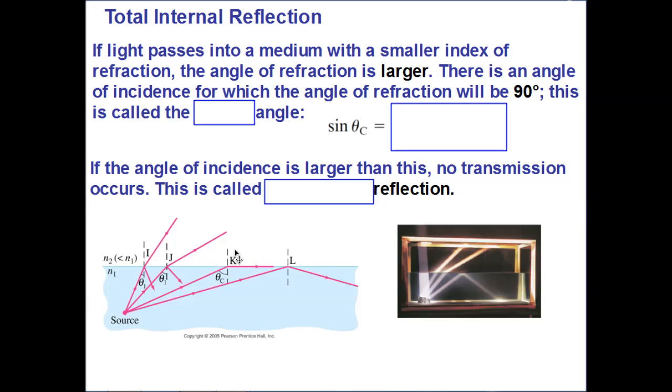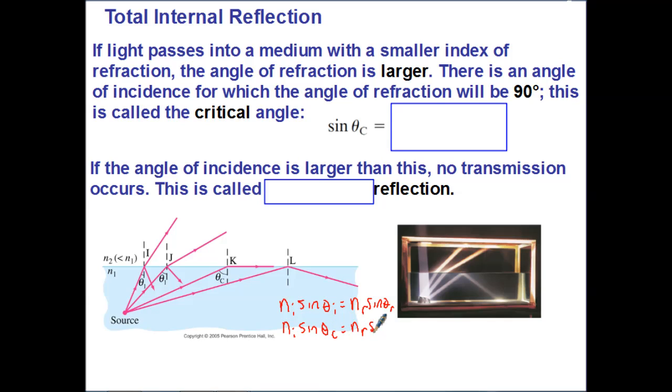So let's go ahead and define that. There is an angle of incidence for which the angle of refraction is 90. We call this the critical angle, theta c. Let's see if we can figure out a way of calculating that angle. We, of course, are going to use Snell's law for this. So Ni sine theta i is equal to Nr sine theta r. Now this is a special angle, so let's replace theta i with theta critical.